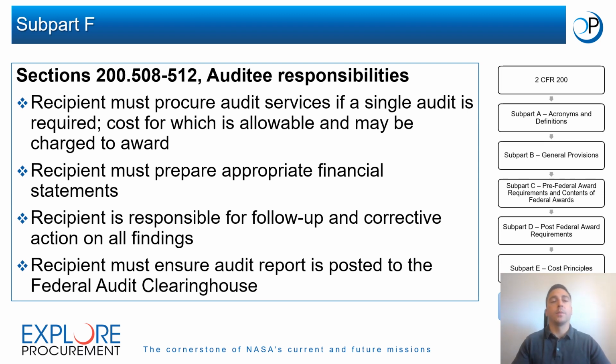Second, the recipient must prepare appropriate financial statements, including a schedule of expenditures for the auditor. Third, the recipient is responsible for follow-up and corrective action on all audit findings. Finally, once the audit is complete, the recipient must ensure that their single audit report is made publicly available by posting it to the Federal Audit Clearinghouse.